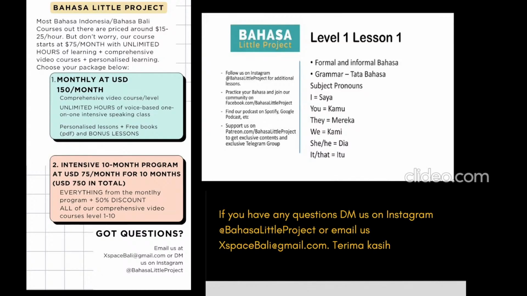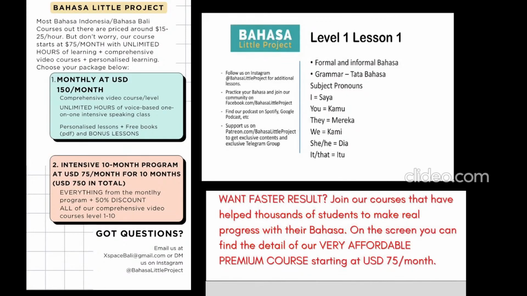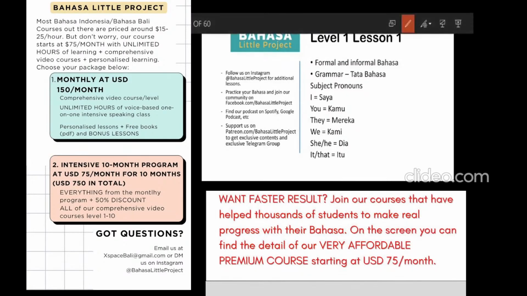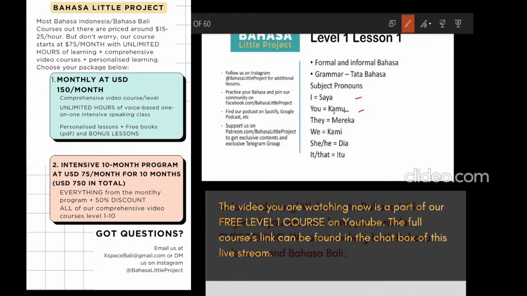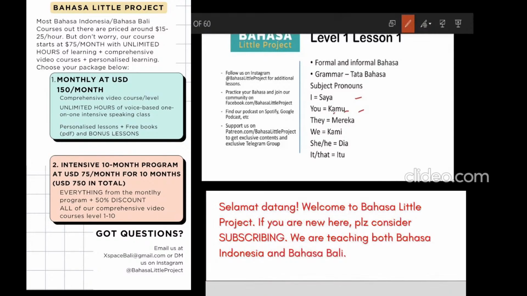Number one, how do you say I? I is saya. So it is not very complicated. Saya, I. And then how do you say you? You is kamu. So ka and mu. So you have kamu.